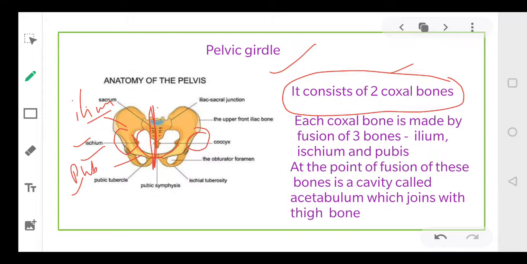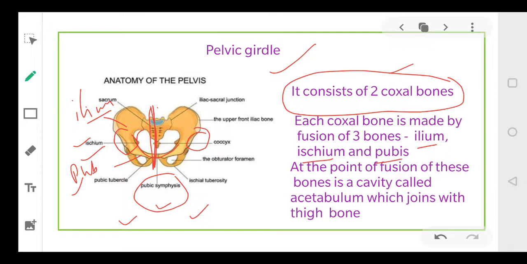और जहाँ पर pubic join होती है उसे हम कहते हैं pubic symphysis. Okay, the 2 halves of the pelvic girdle unite and form the pubic symphysis. So this is 1 part, this is the 2nd part. They join with each other and form the pubic symphysis. So there are 2 coxal bones in the pelvic girdle, and each bone has 3 parts: ilium, ischium, and pubis, and they have a cavity called acetabulum, and the 2 halves of the pelvic girdle unite to form the pubic symphysis.